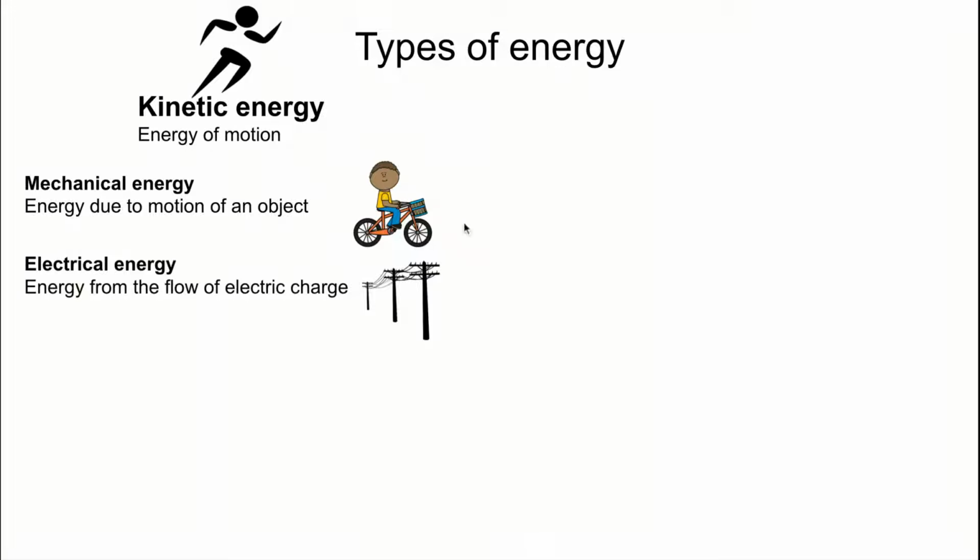We've also got electrical energy, which is also a type of kinetic energy, energy of motion. This is energy from the flow of electric charge. You aren't seeing the electric charge moving, it's way too small for you to see, but the electricity flowing through our power lines is actually moving.